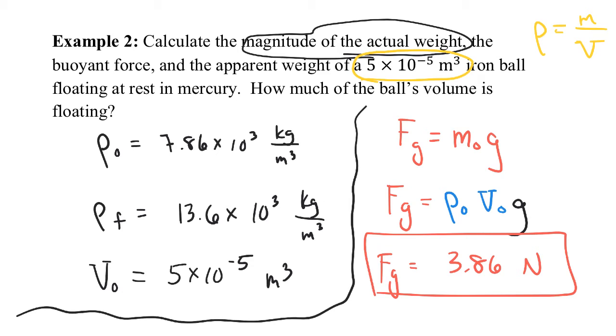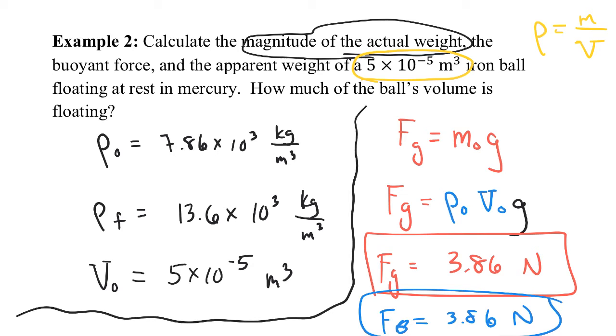So you don't need to calculate the buoyant force here. The buoyant force is the exact same value, except in the opposite direction, which is why I put magnitude, right? Buoyant force pushes up, the weight pushes down. I'm not putting positive or negative signs because I asked for the magnitude.